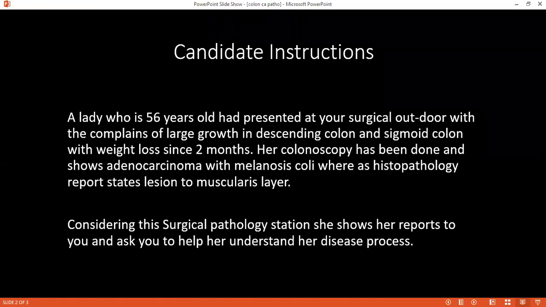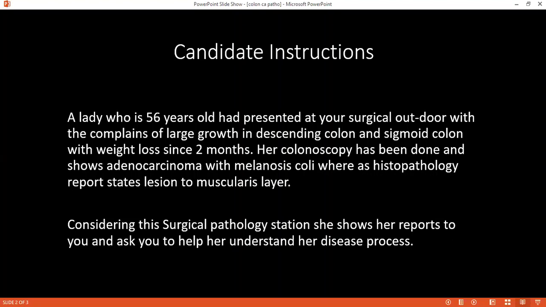Can you tell me what are the risk factors for having CA colon? Yes, certain risk factors are increasing age, male gender, family history of IBD, FAP or HNPCC, and then certain personal and dietary habits like smoking, alcohol, obesity, red meat, and decreased dietary fiber diets.